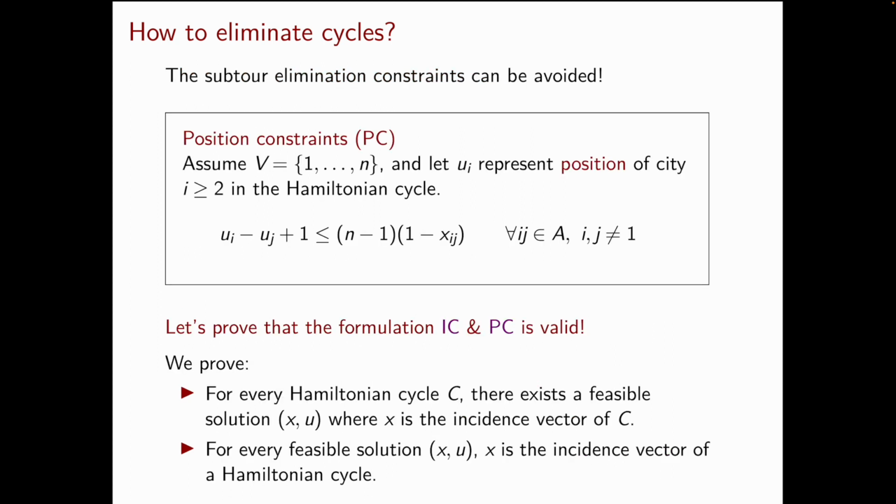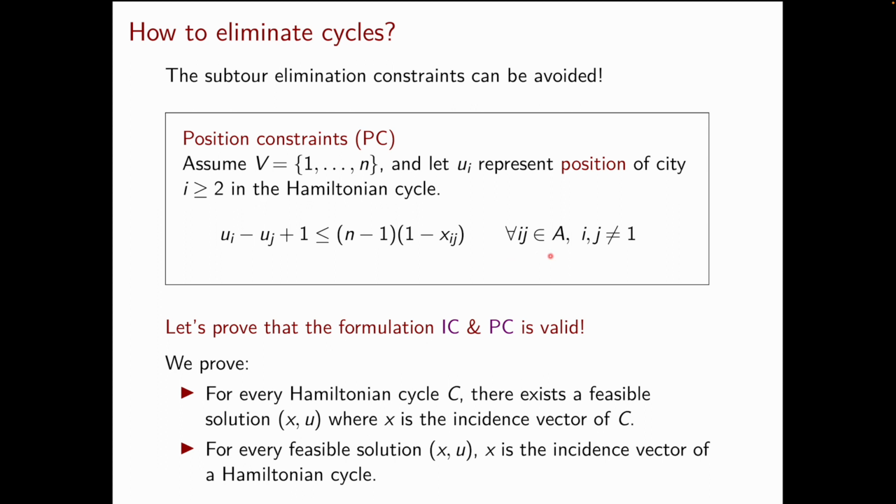Next, we see another way to eliminate cycles. So instead of Subtour elimination constraints, we can use what are called position constraints. Let's define these position constraints. Let's say that our set of nodes V is 1 until n, and then we represent by ui the position of city i in the Hamiltonian cycle. And note that we define ui only for i greater than or equal to 2.